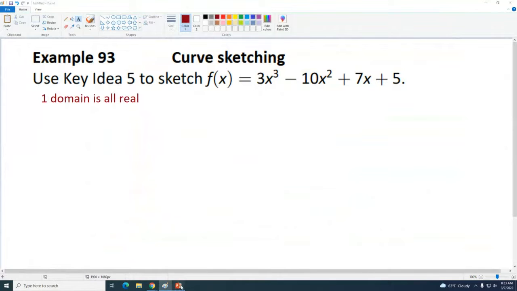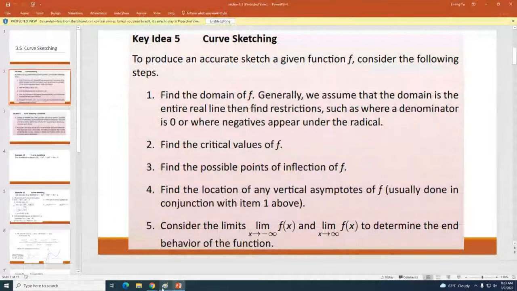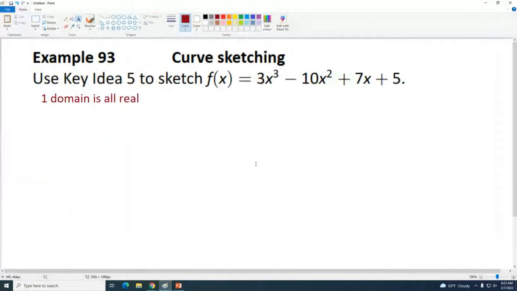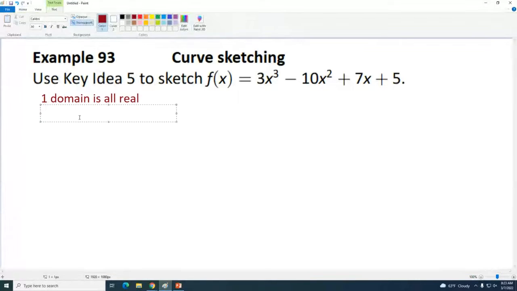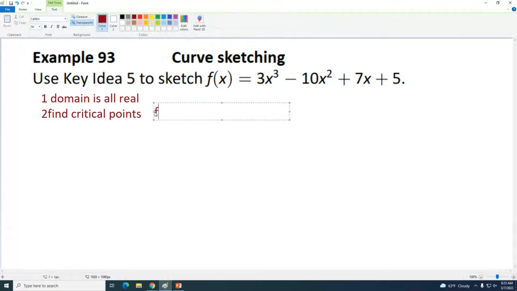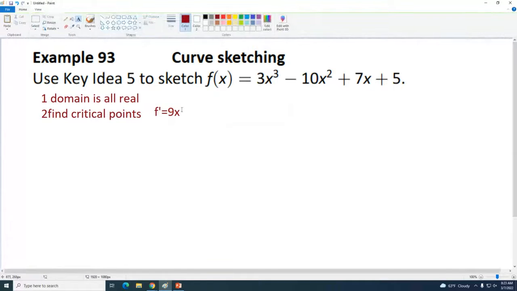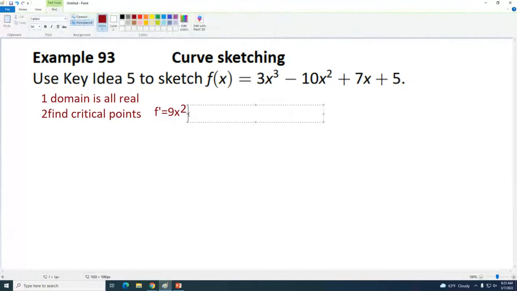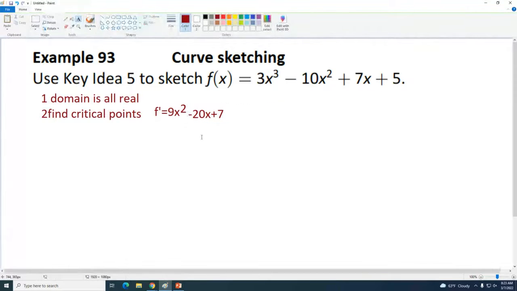And then we got step 2, where you find the critical points. To find a critical point, you want to find the derivative. So this function, what's the derivative? 9x squared minus 20x plus 7.